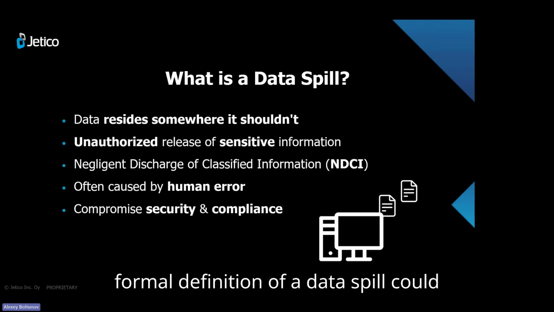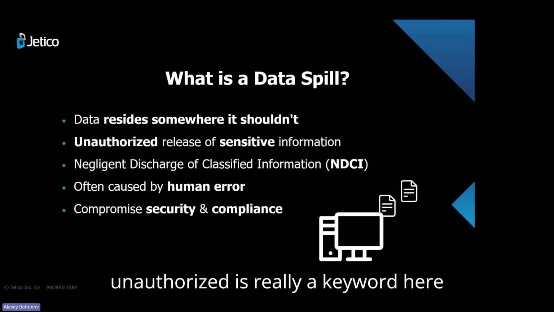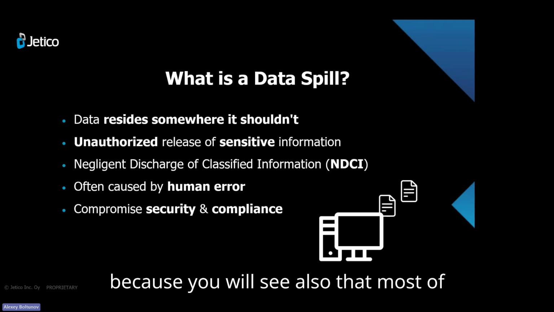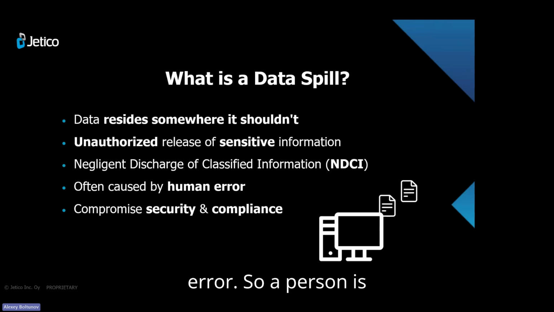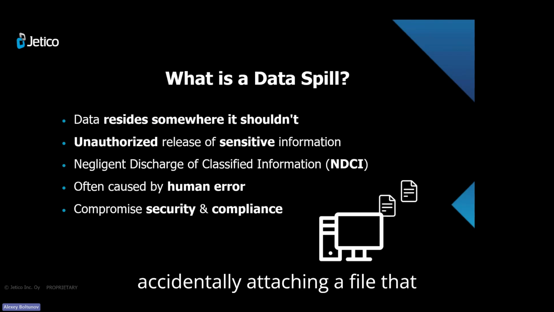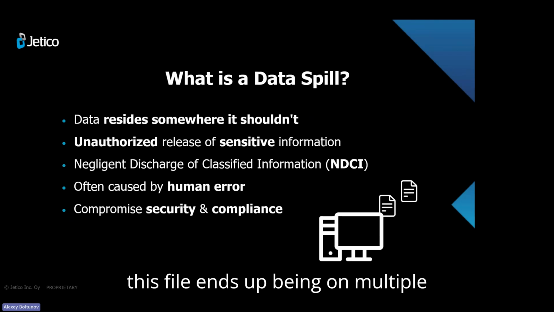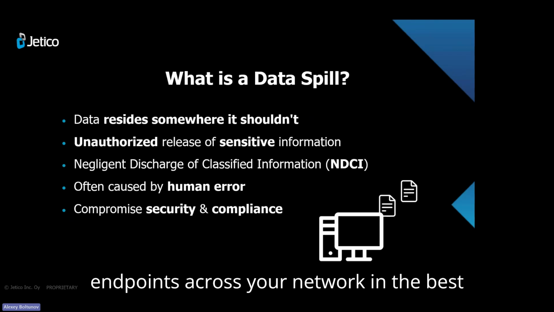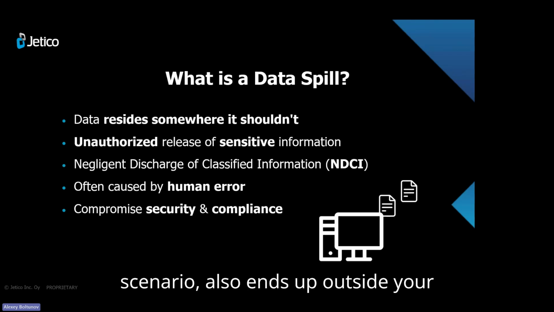Of course, this definition can vary across different organizations and different industries. A more formal definition of a data spill could be an unauthorized release of sensitive information. And unauthorized is really a key word here, because you will see that most of the time data spills are caused by human error. A person accidentally attaches a file that shouldn't be attached to an email chain, and in one click, this file ends up on multiple endpoints across your network. In the best case scenario. In the worst case scenario, it also ends up outside your network.